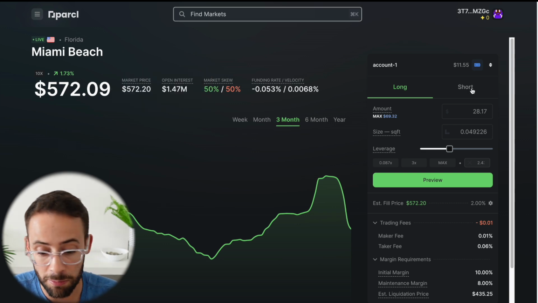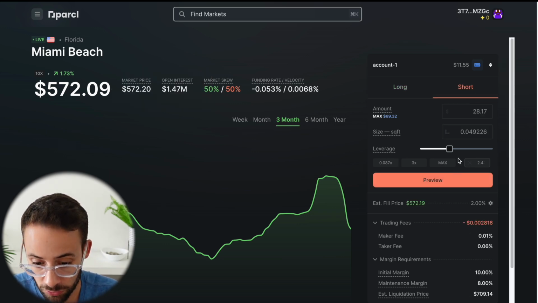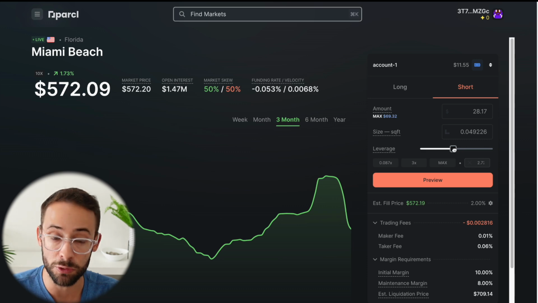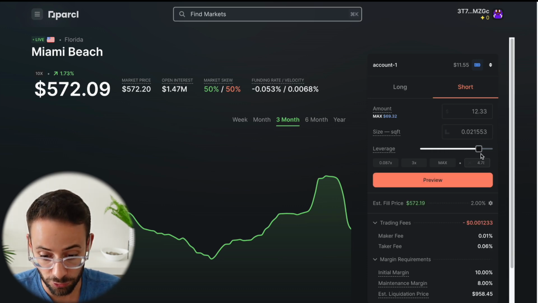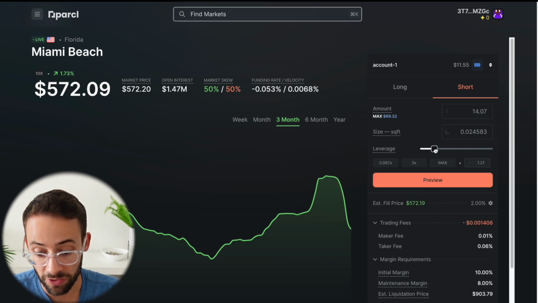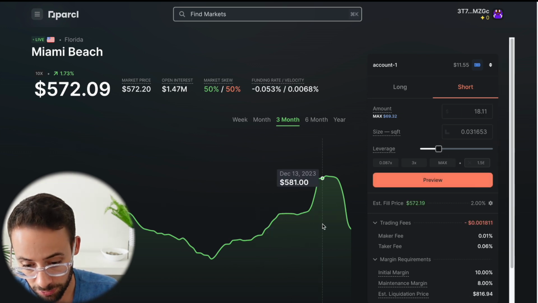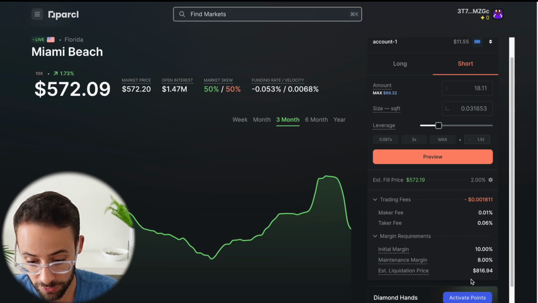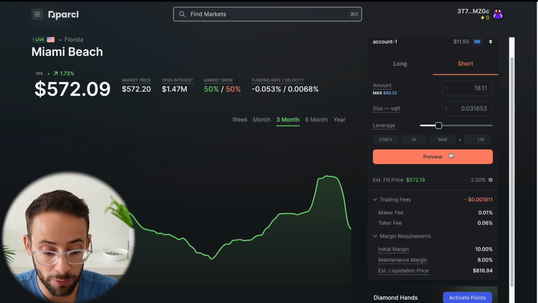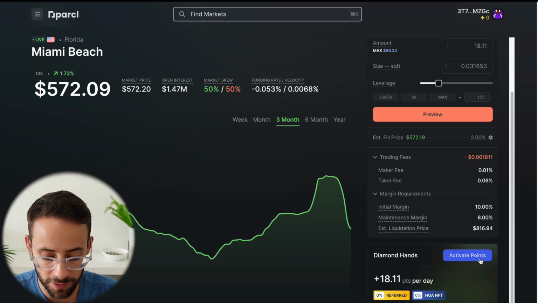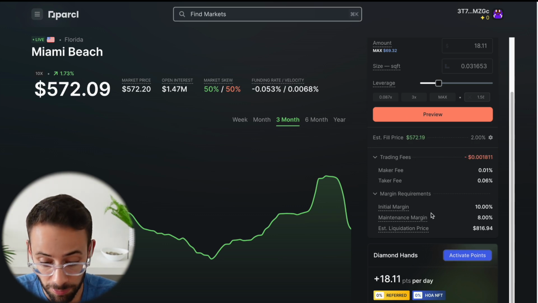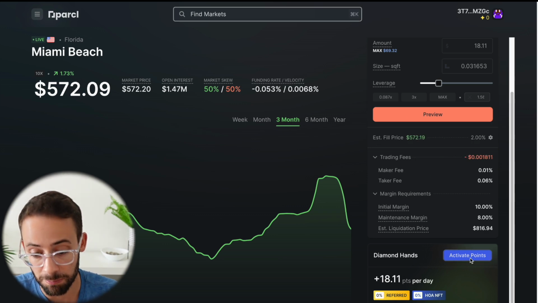And the exact same thing applies on the short side. You can choose to use leverage. So this means if you think the price is going to go down, then you want to go short. And of course, if you use leverage, then if the price goes up, that's where you would be liquidated. So the liquidation price, if I was to put on a short, would be higher than the current market price. Hopefully that makes sense.